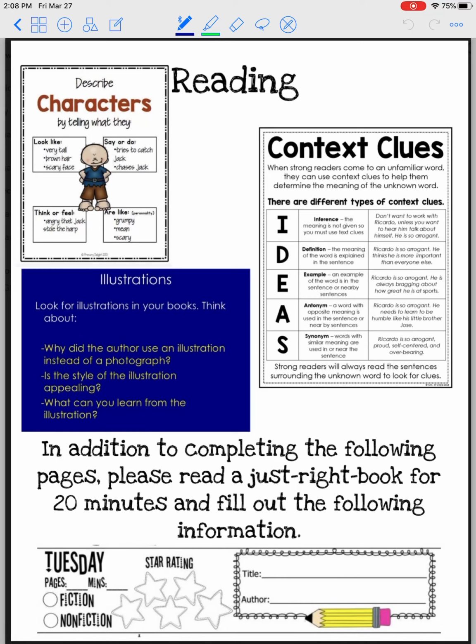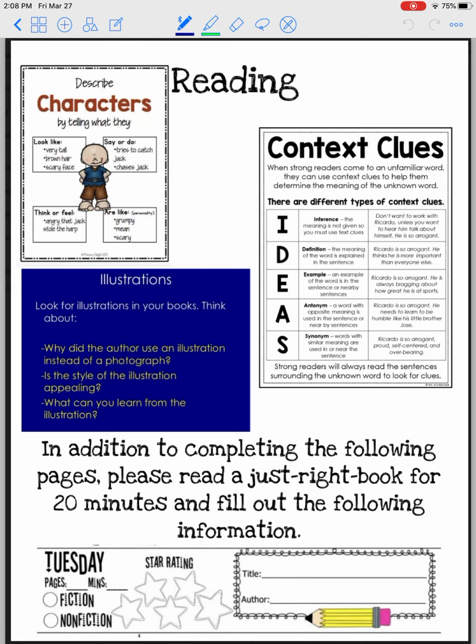And then we're going to be talking about how the characters think or feel. And here he is feeling angry that Jack stole the harp. And then we're looking at things that characters say or do. So they try to catch Jack and he chases Jack. And then what they are like, their personality. Remember, that's their insides. He is grumpy, mean, and scary. And don't forget that when we are talking about that, we will need to have tech support.